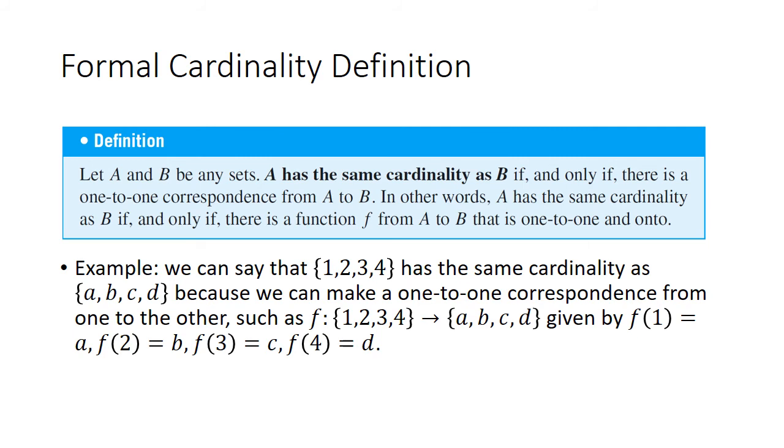Okay, so this is interesting, and we can think about a small example here. If we have a set {1, 2, 3, 4}, that has the same cardinality as {A, B, C, D}. Well, we can see that they both have 4 elements, so we know they have the same cardinality for that reason. But we could also think of making a one-to-one correspondence from one to the other. For example, I can make a function called f from {1, 2, 3, 4} to {A, B, C, D}, given by the following rule. f of 1 equals A, f of 2 equals B, f of 3 equals C, and f of 4 equals D.